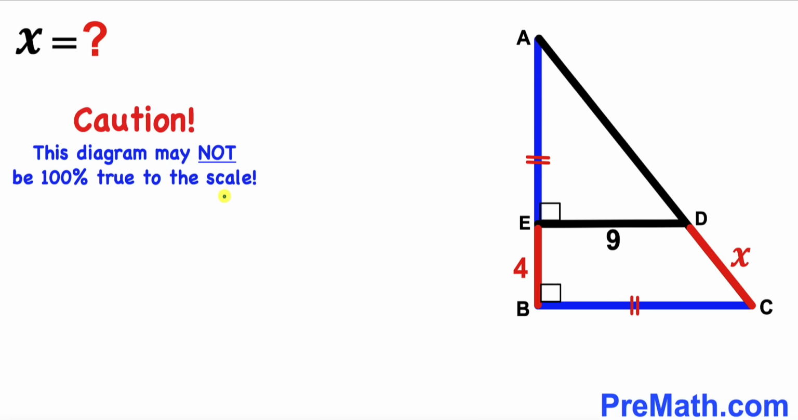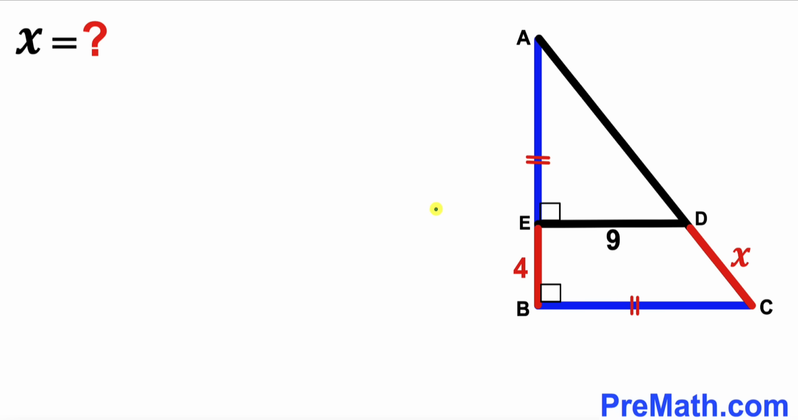Please keep in mind that this figure may not be 100% true to scale. Let's get started. Here's our very first step. We know that segment AE length equals segment BC length. If I label this segment length as lowercase m, then BC segment length is going to be m as well. So the whole side AB length is going to be m plus 4.